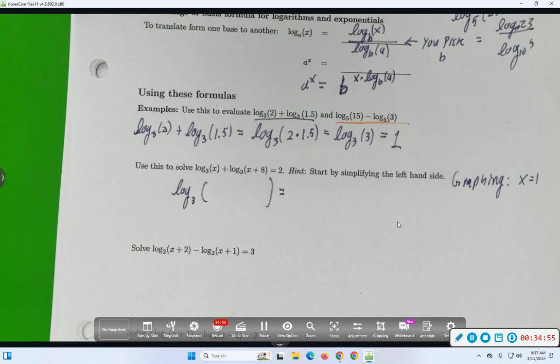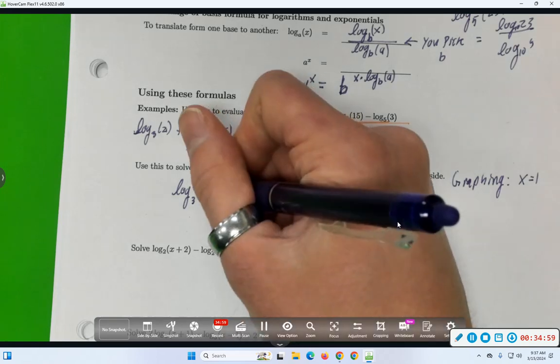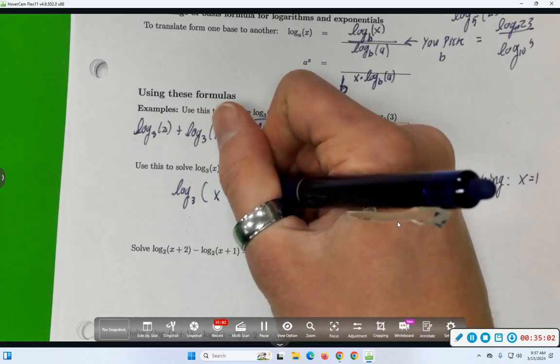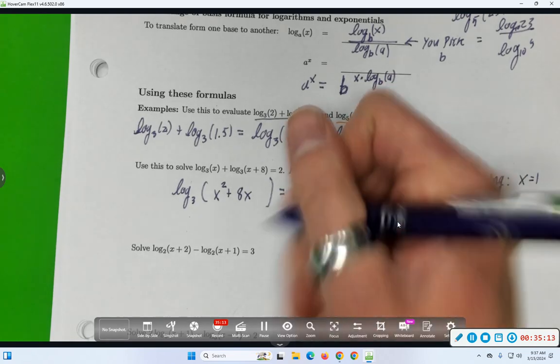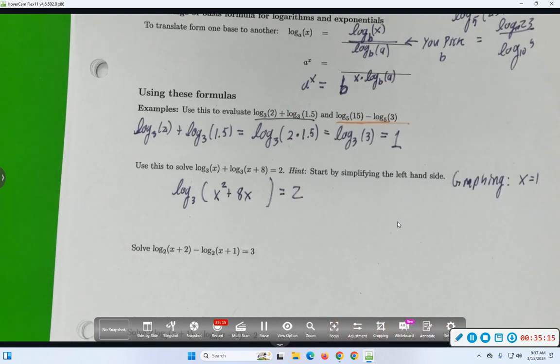Cool. What's inside those parentheses? x squared plus 8x. Cool, because it should be x times x plus 8. So I think the distribution's useful. Let's do that. What's on the other side of the equal sign right now? 2. Right, we didn't do anything on that side, so just hold on to it.